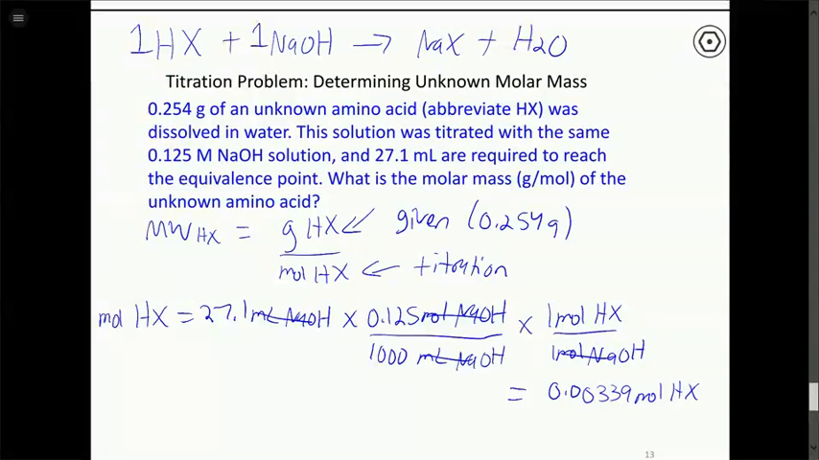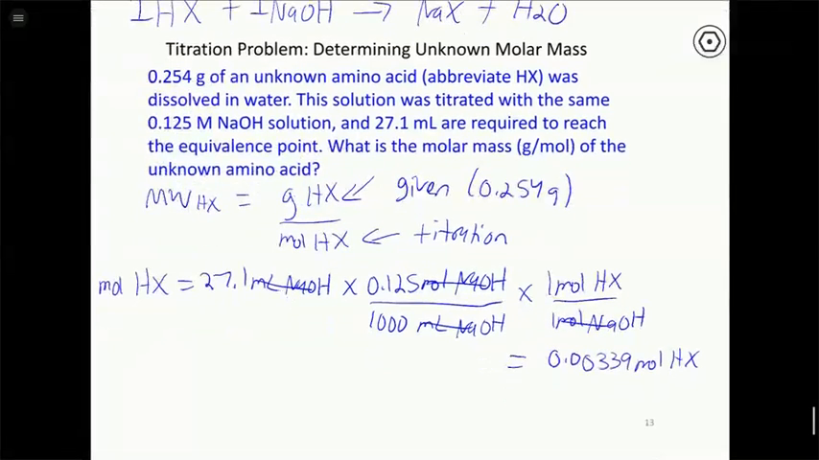That's how many moles of our unknown acid must be present. So we know that there are that many moles of NaOH. They react in a 1-to-1 ratio, so that's how many moles of HX, the unknown amino acid, were initially present. And then finally, to find the molar mass, the molecular weight, we just have to divide those two quantities.